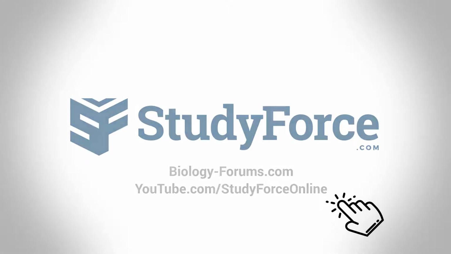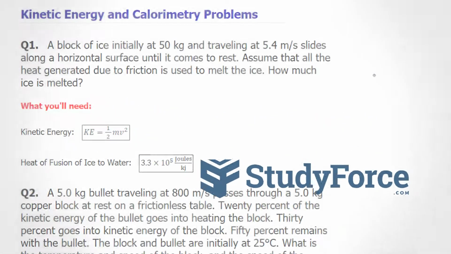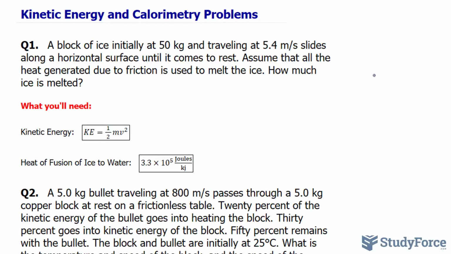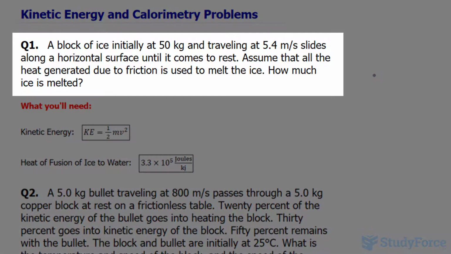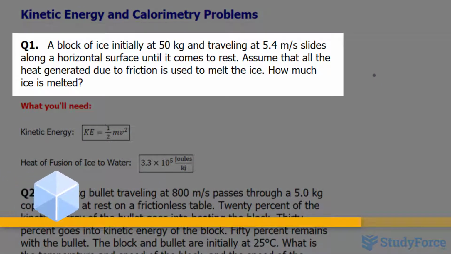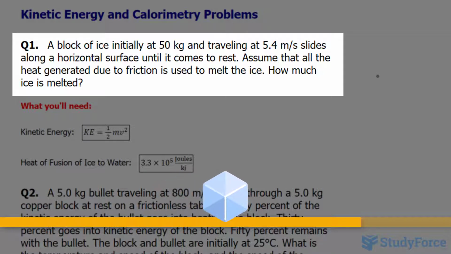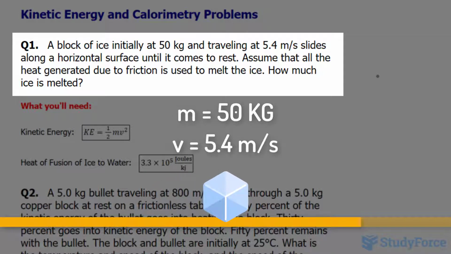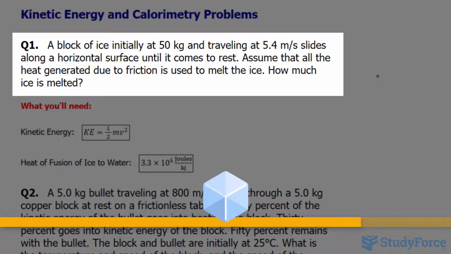In this lesson, I'll show you how you can use energy analysis techniques to solve calorimetry type problems. The first of two questions asks, a block of ice initially at 50 kilograms and traveling at 5.4 meters per second slides along a horizontal surface until it comes to rest. Assume that all the heat generated due to friction is used to melt the ice. How much ice is melted?